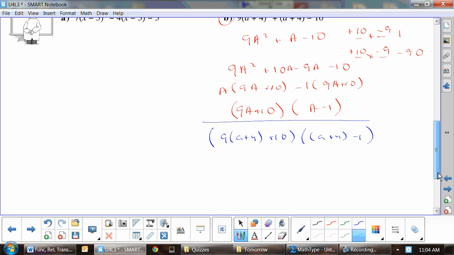So this is one where it's not nice to do all the way we've been doing before. This one, you see some brackets, use substitution. So that's 9a plus 36 plus 10. This would be a plus 4 minus 1. So the first set would give me 9a plus 46, and a plus 3.